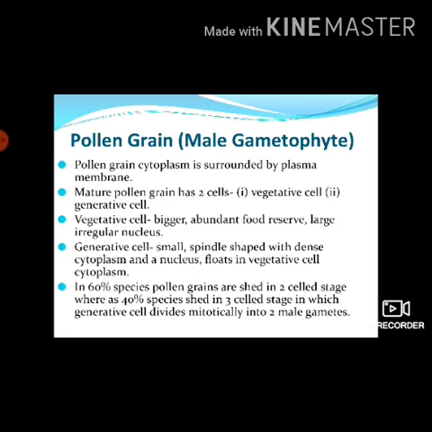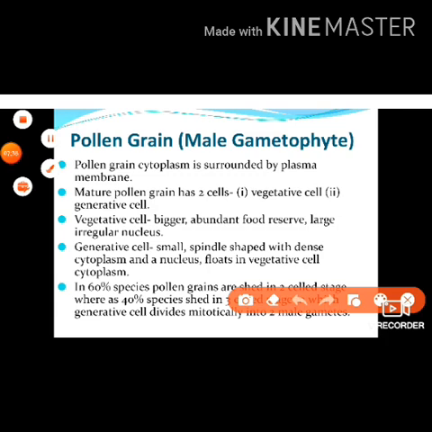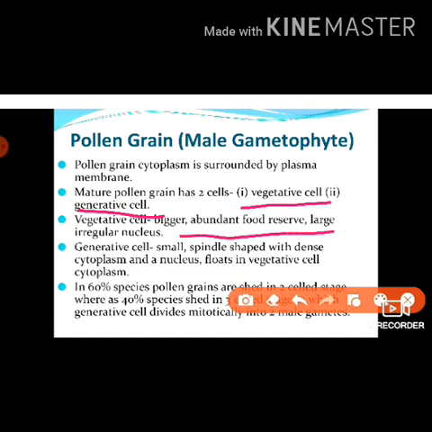Okay, still a few points are left here. The mature pollen grain usually contains a vegetative cell and a generative cell. Two types of cells we can find here in the pollen grain. One is the vegetative cell, another one is the generative cell. The vegetative cell mainly contains abundant food reserve. A lot of food material is present here. As the name itself indicates, vegetative means it provides abundant food for the development of the pollen grain.